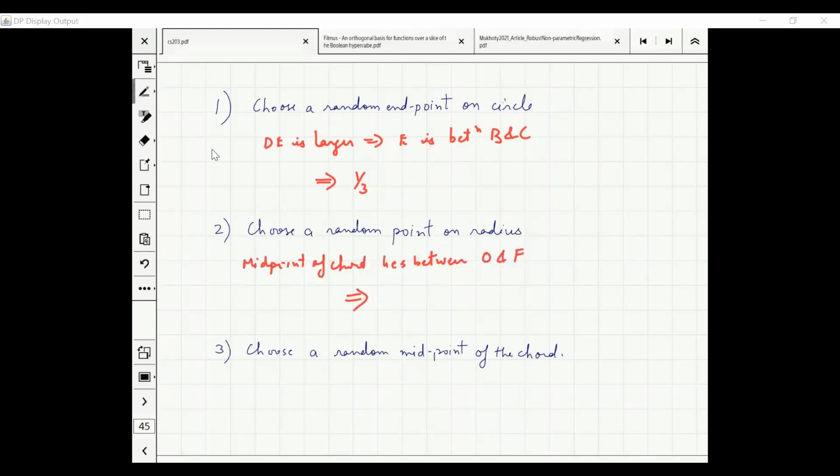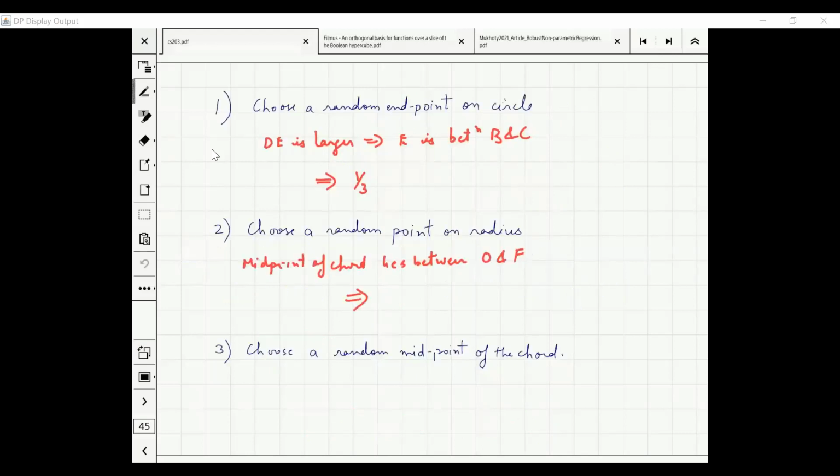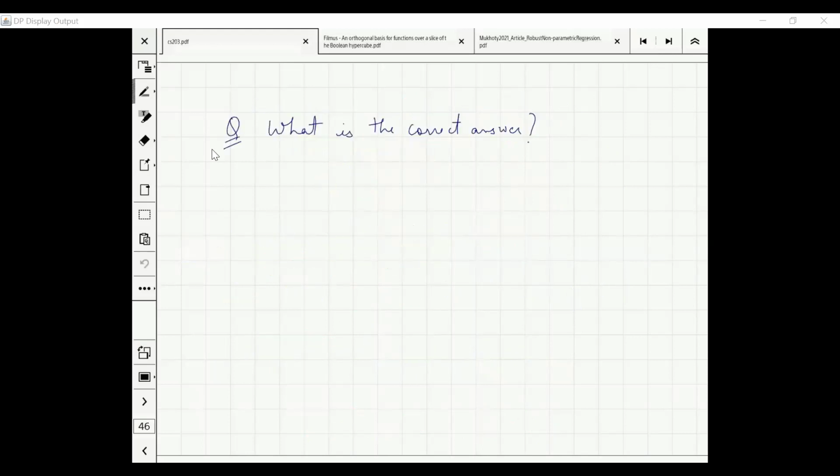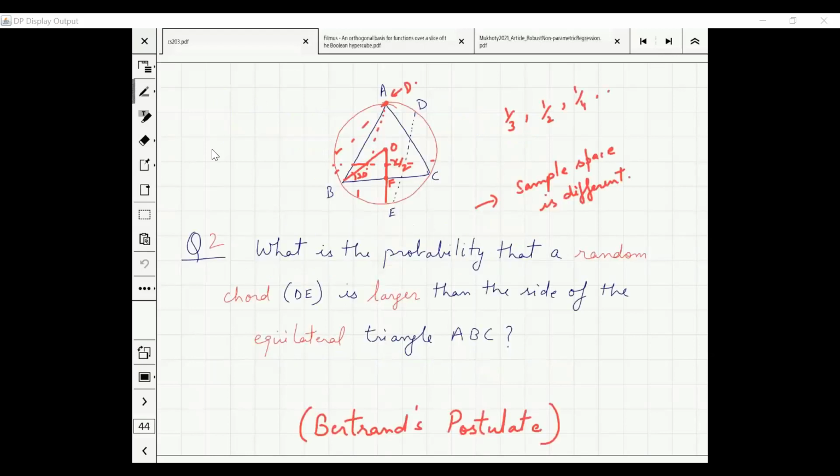And what is the length of OF? By geometry, or a bit of trigonometry, R/2. So what answer do you get? Half. Very good. Then you can ask, why am I fixing one radius? Shouldn't the answer be a 1/4 probability? Exactly. So I'm going to show you 1/4 also.